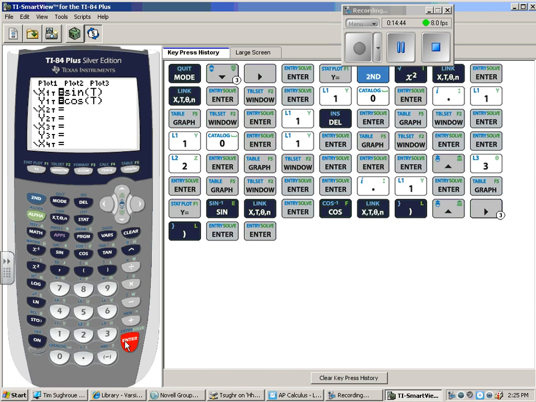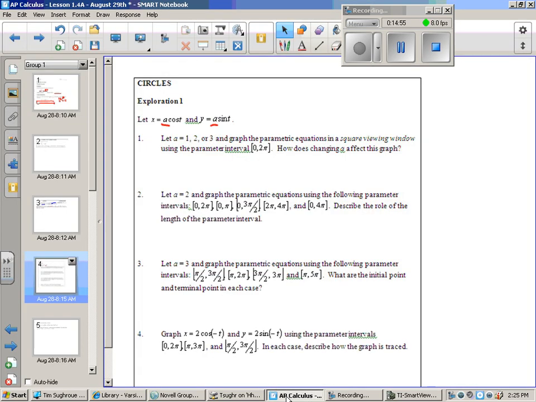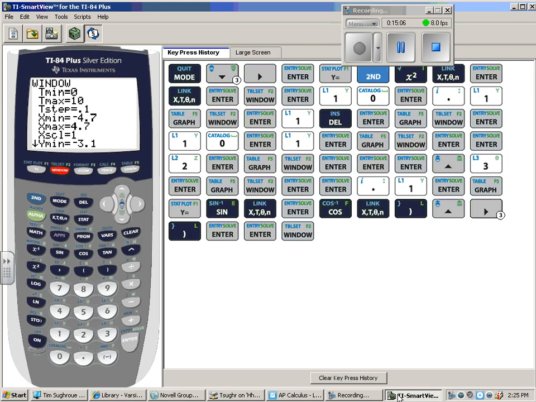Now when we set up the window, we have to be very careful here. We need to make sure we're looking at the right values. Again, if we come back here, this is defined between 0 and 2 pi only. That is the parameter interval for this first part that they're asking us to do. So we are going to go to our window. We'll go from 0 to 2 pi.